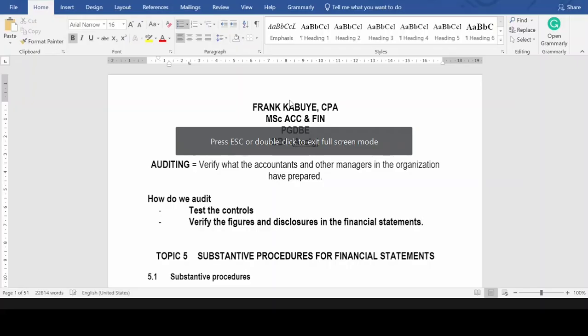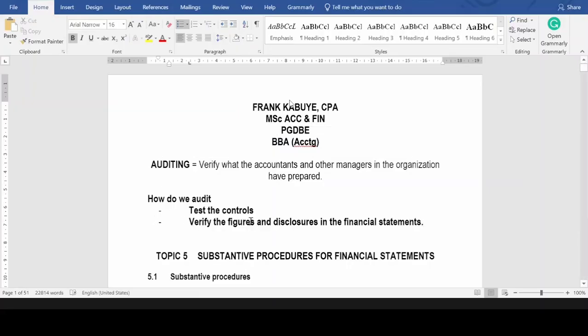So majorly this is what we do in a financial audit. We do test controls, whether they are working. We verify the figures and disclosures in the financial statements to confirm that they are true, to confirm that they're in line with the applicable financial reporting framework.